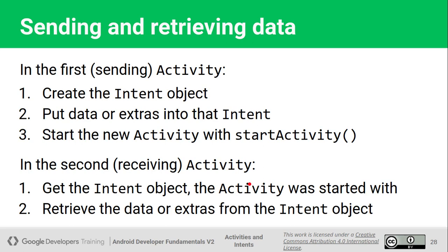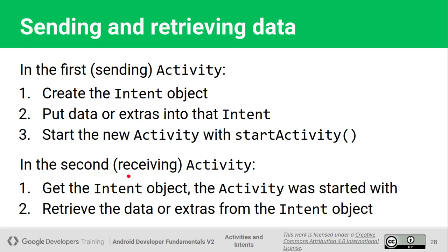So how does it work, how can we send and retrieve data? The first step is to create an intent object. As in the previous lecture we saw the purpose of intent: we saw how we can navigate from one activity to the second activity. We can start a new activity from one activity using an intent object. When we create an intent object, we put some data or extras into the intent. Then we start an activity using the startActivity function.